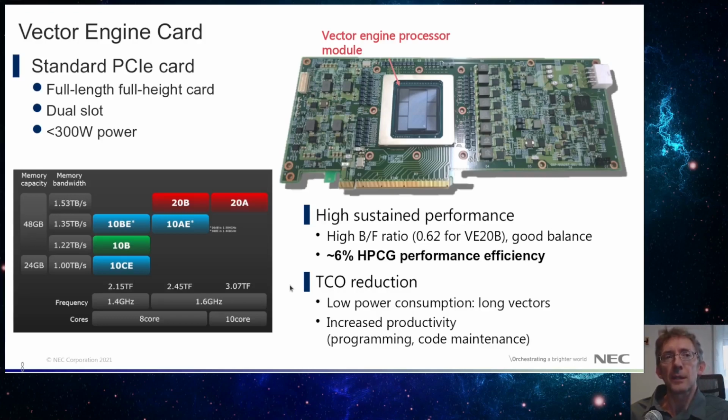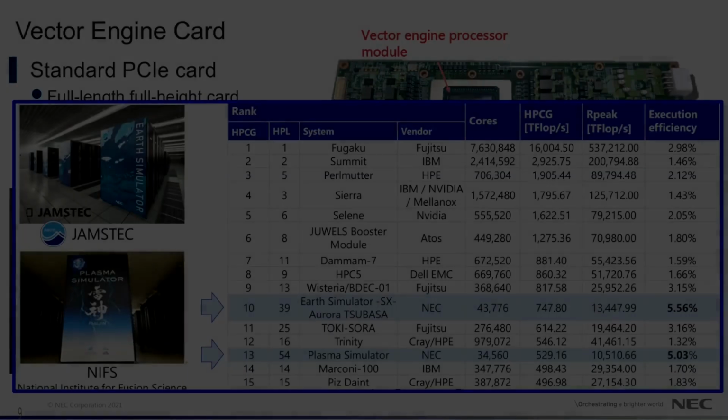Marketing wise, I'd say this card reduces the total cost of ownership, because due to the long vectors we achieve lower power consumption than normal processors, and we have pretty good productivity in programming because this processor is being programmed with normal programming languages. So it is rather easy to program and easy to maintain the code.